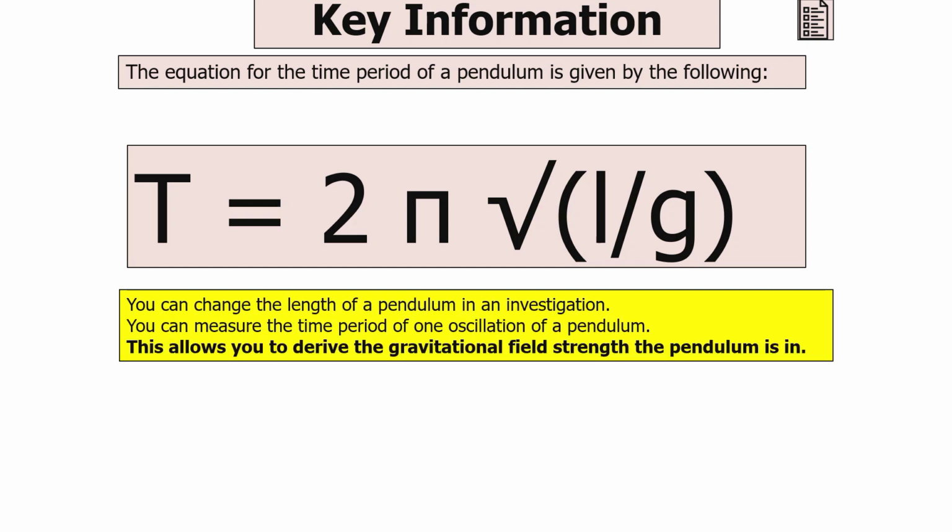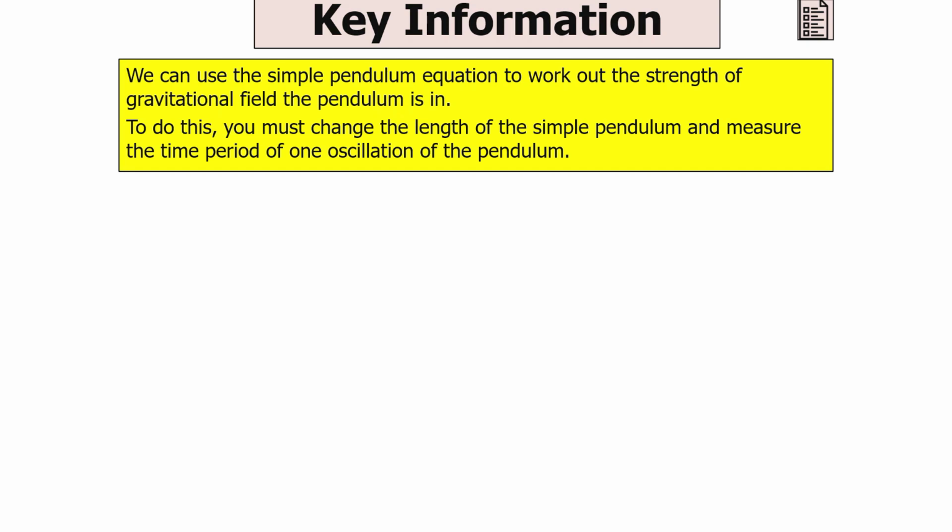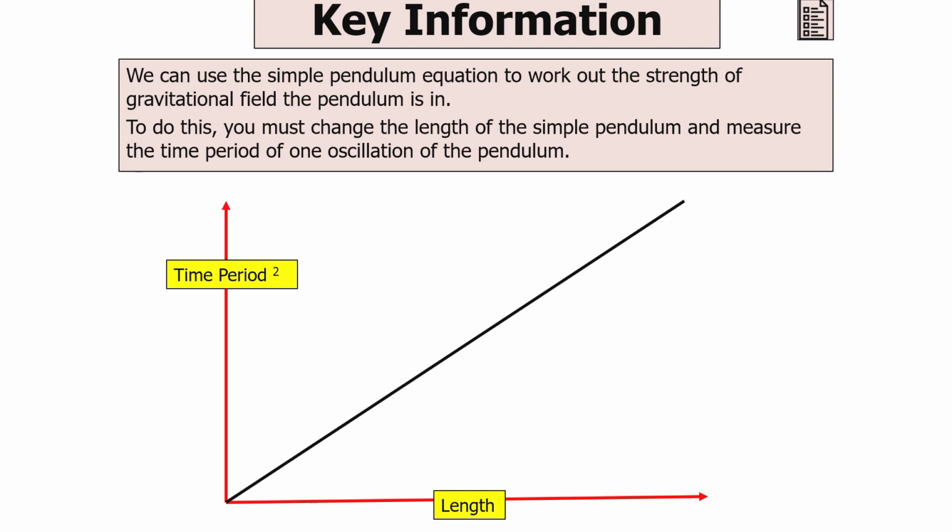Now, you can change the length of a pendulum in an investigation. You can then measure the time period of one oscillation of a pendulum, and this then allows you to determine the gravitational field strength that the pendulum is in. So we can use the simple pendulum equation to work out the gravitational field strength the pendulum is in. Now, to do this, you must change the length of the simple pendulum and measure the time period of one oscillation of the pendulum, where T squared is proportional to L.